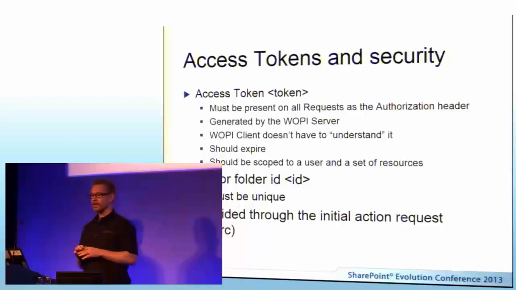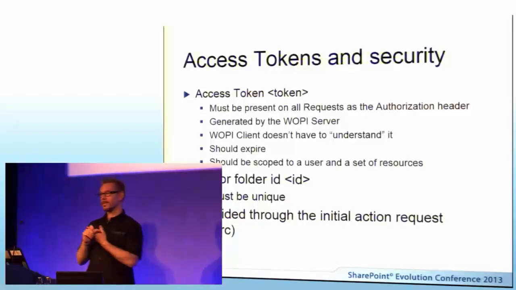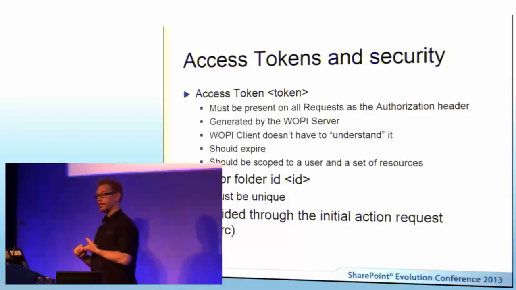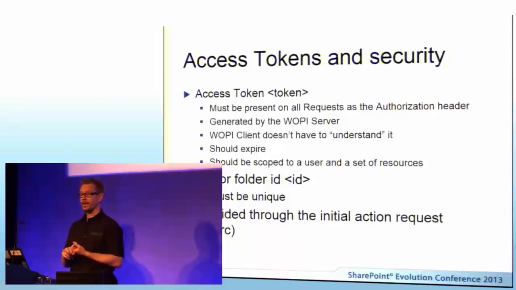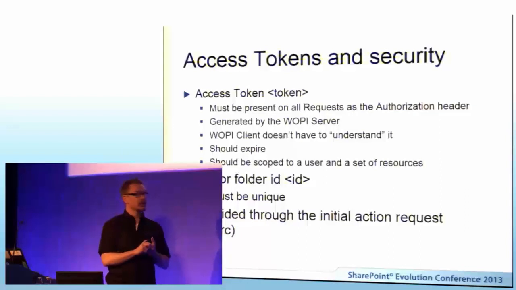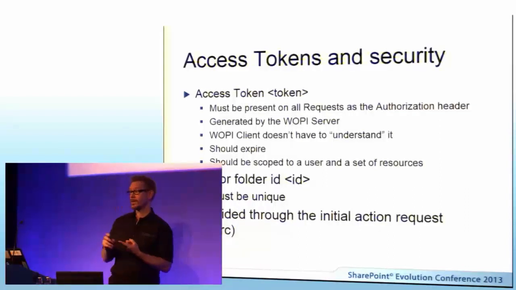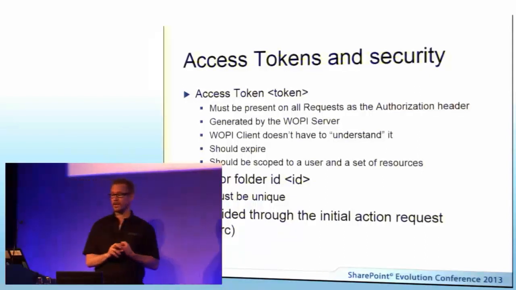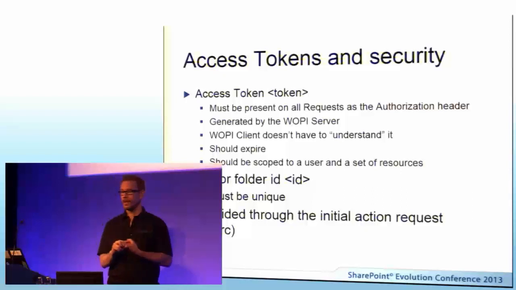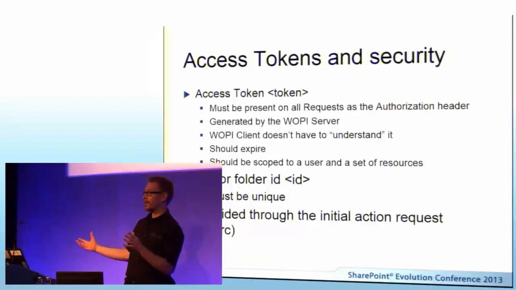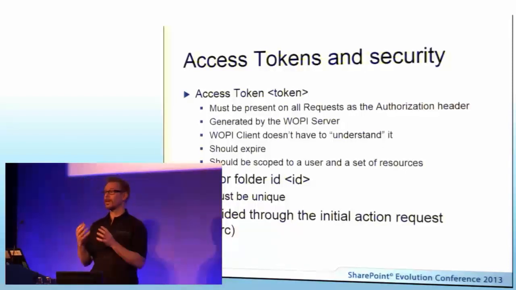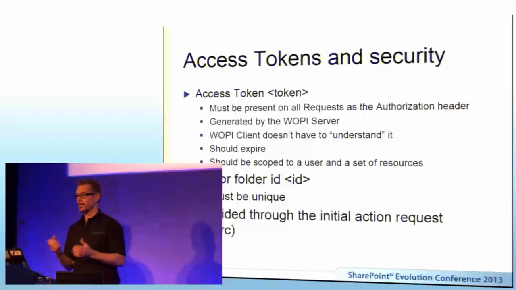So access tokens, I mentioned them a couple of times. It's the server that generates the access token, passing it to the client, and the client uses that for every request. An access token is passed in the authorization header, and it should expire. You also have an access token time to live passed in each request as well. The interesting thing is that the WOPI client doesn't have to understand it. It's just a chunk of text it has to pass back with every request. It's up to the server to detect if it's modified, or what's in it.